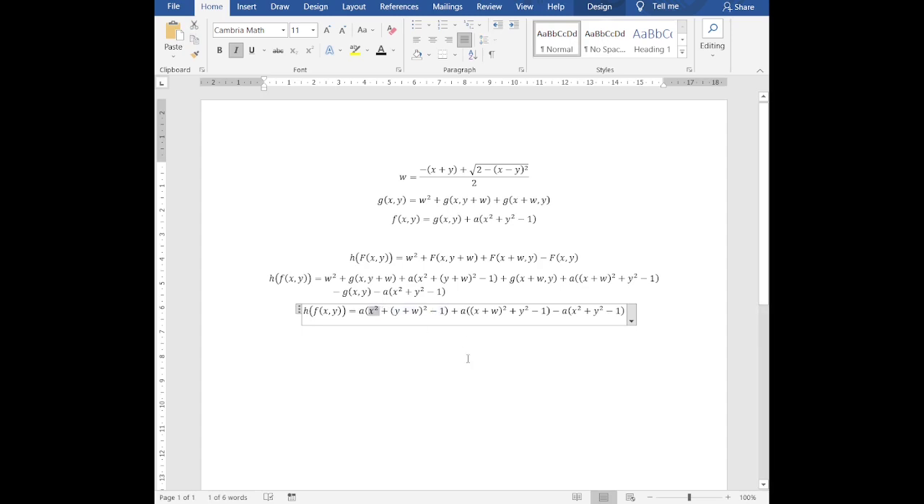I can take this x squared, I can cancel it with this x squared. Take this y squared, cancel it with this y squared. That's then going to be plus a.